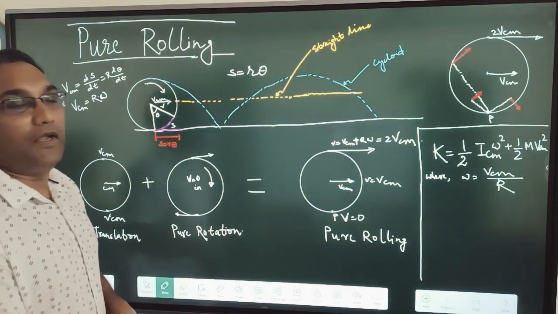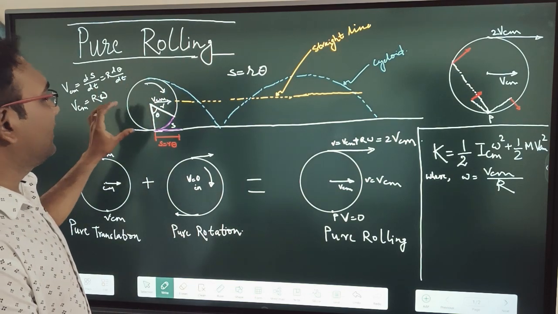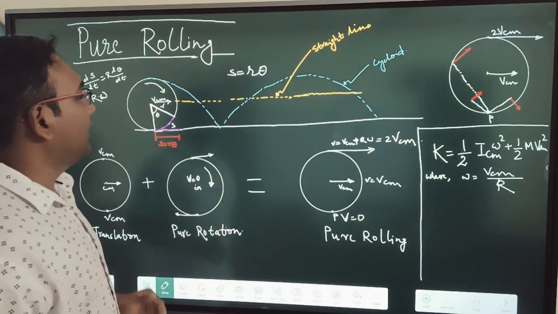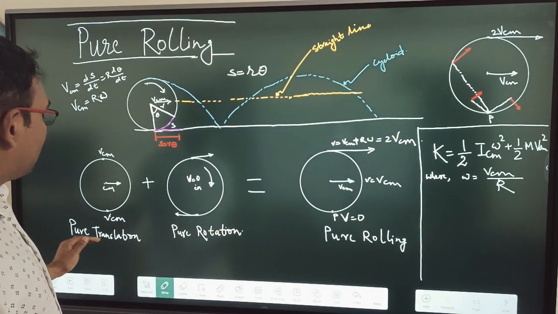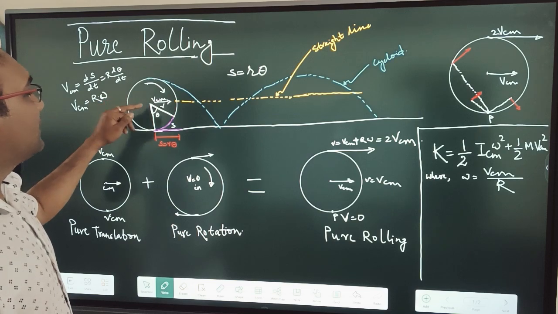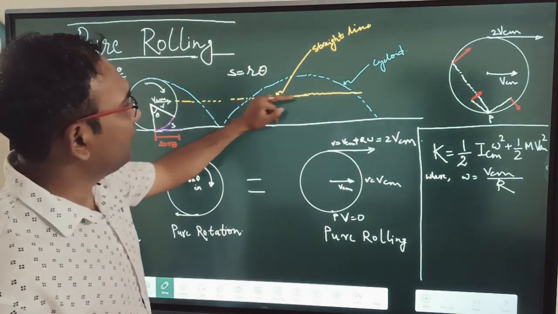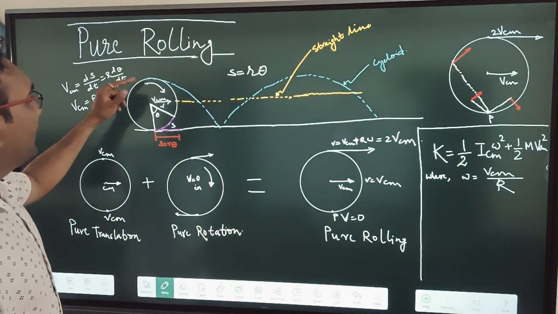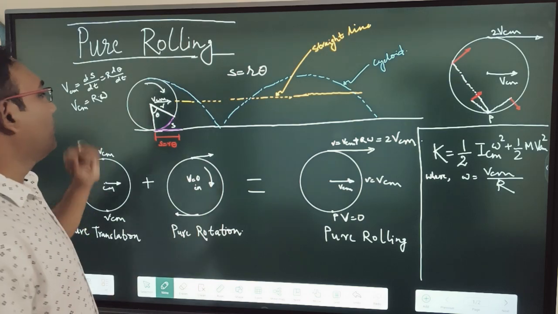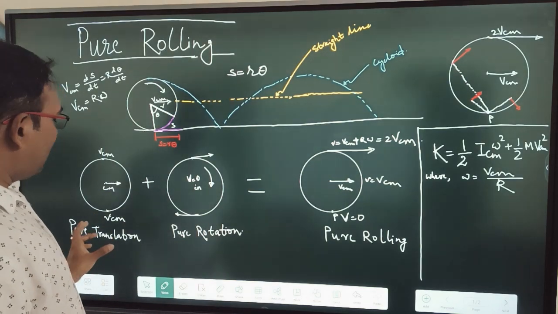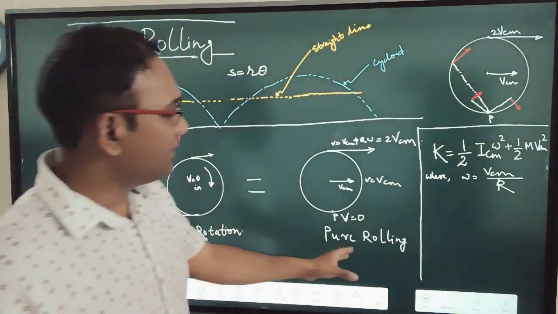When we say pure rolling, it means an object, suppose this disc, is rotating on this plane surface. It primarily has two motions. One is the translational motion, meaning the center of mass is moving at a certain velocity in a linear direction, this yellow direction. The outer point is rotating at angular speed omega, and that is the other motion, pure rotation. When these two combine, we observe pure rolling.